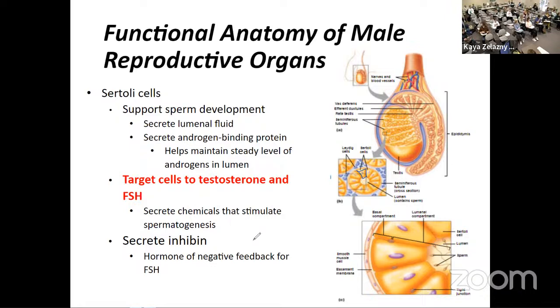So these target cells, these Sertoli cells, are the target cells, and they're going to secrete chemicals that are going to help us stimulate spermatogenesis, which is the development of the adult sperm, the mature sperm. Another thing that they're going to be secreting is something called inhibin. And this is going to let us do a negative feedback loop on FSH. So FSH is a hormone. We are regulating things here. Inhibin is going to allow us to kind of suppress that signal as well when we need to.